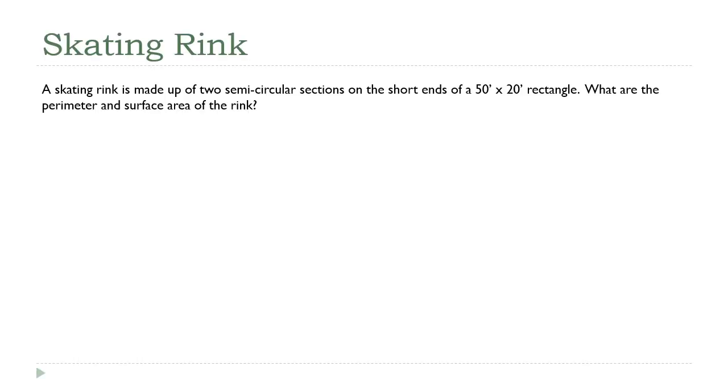So in this lecture, I've got two kind of classic geometry problems involving circles for us to take a look at. The first one here, we have a skating rink, and it's made up of two semicircular sections kind of glued onto the short ends of a 50 by 20 foot rectangle. And I want to know what are the perimeter and surface area of the rink.